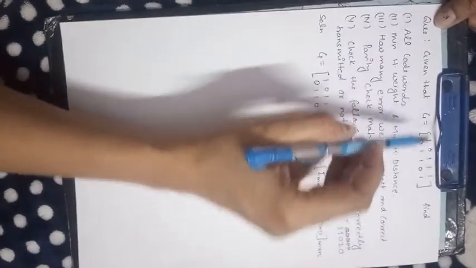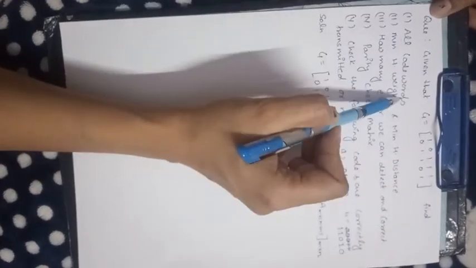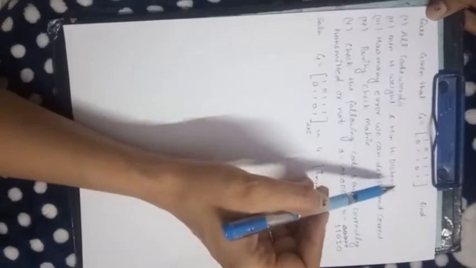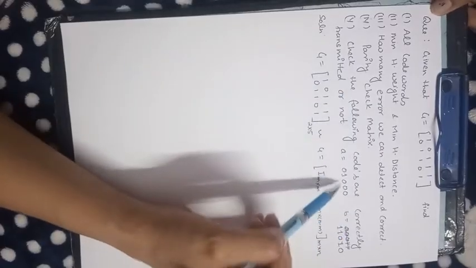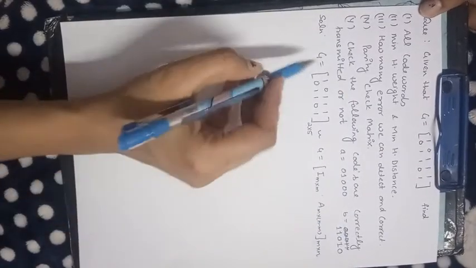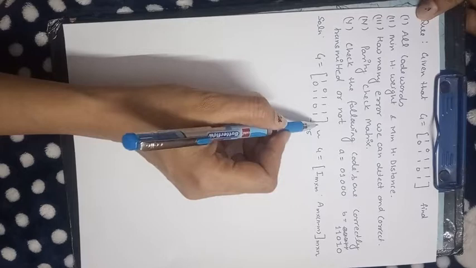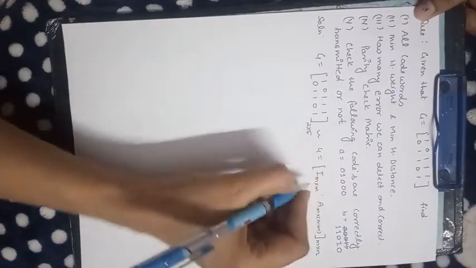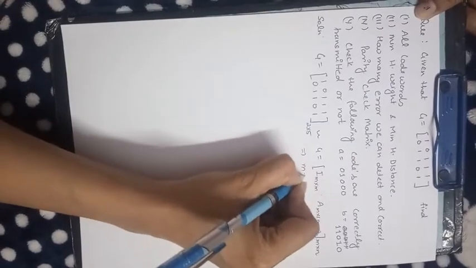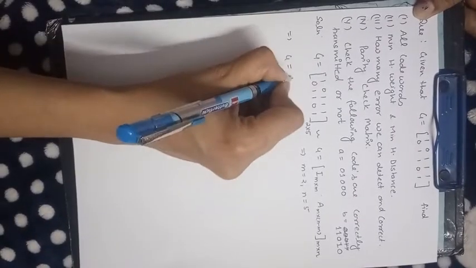Now let me solve one question here. Given that G is a generator matrix, we have to find all code words, the minimum Hamming distance, the minimum Hamming weight, how many errors we can detect and correct, the parity check matrix, and we have to check whether the following codes are correctly transmitted or not. Let me start. To solve this question, given that G is a generator matrix, what is the dimension of this? It is 2 cross 5. This implies here m is equal to 2 and n is equal to 5.